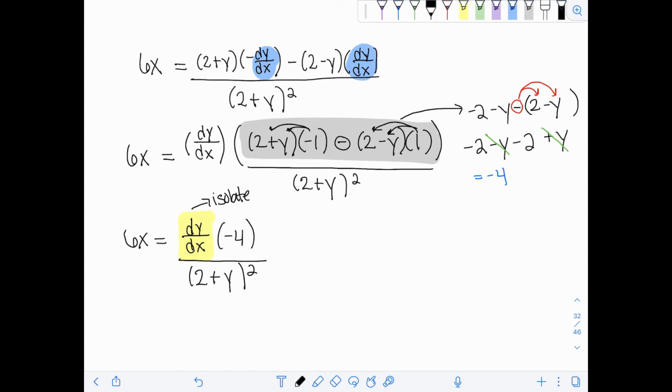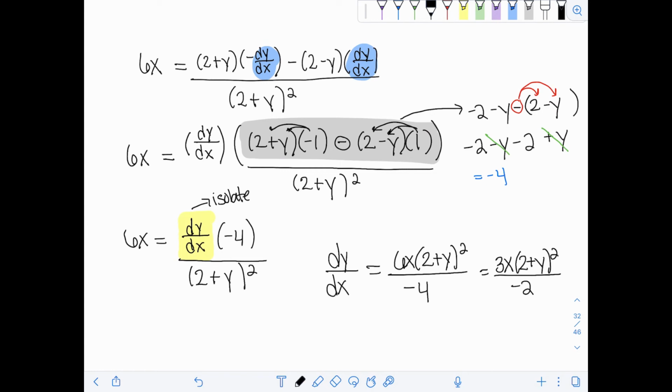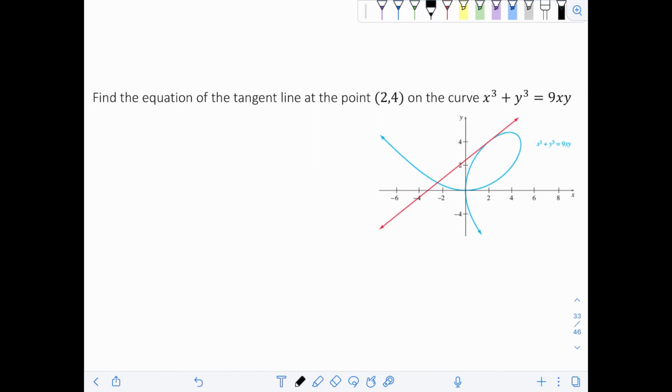To isolate it, I can multiply the 2 plus y squared on both sides. If you want to do it at the same time, you could divide both sides by negative 4. That leaves dy dx equal to 6x times 2 plus y squared all over negative 4. Then I can simplify a little because I have the 6 over 4, so I could write this as 3x times 2 plus y squared all over negative 2. That would be the final answer. Just like regular derivatives, you can look at it as the formula for the derivative, or the formula to find the slope.